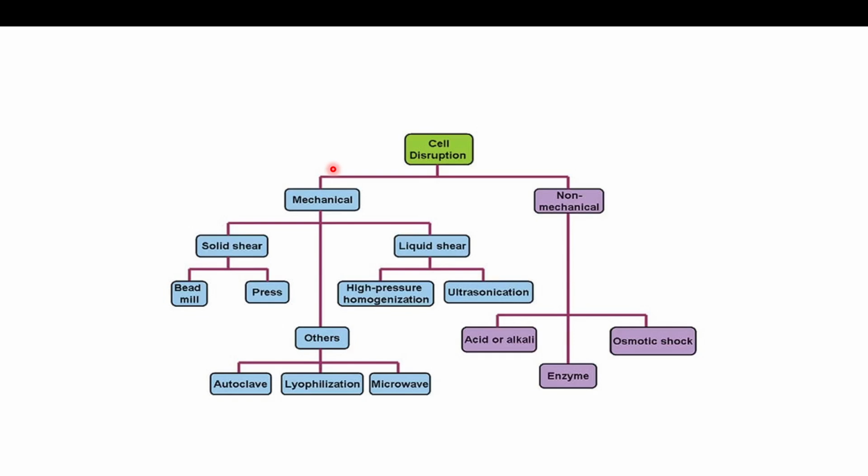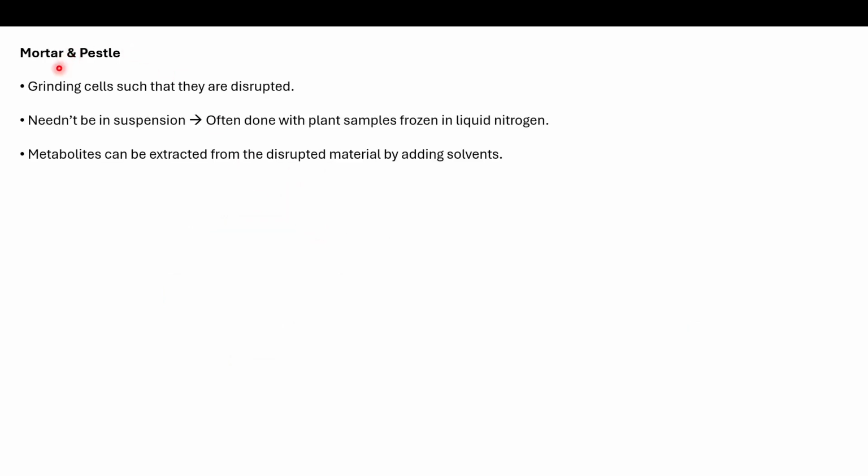So, under mechanical ones, there can be mortar and pestle. Okay. I think in the lecture video it was shown, a kind of container, a bowl kind of thing like the ones people use for spices. You put your cells in that bowl, mainly for breaking open cells which are tougher to lyse or break open.